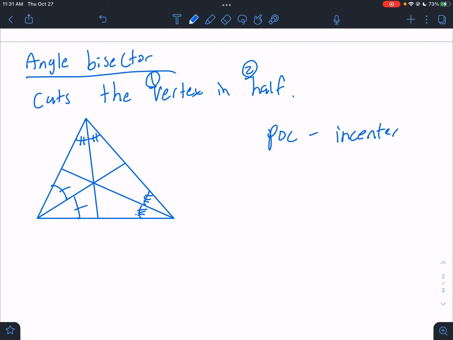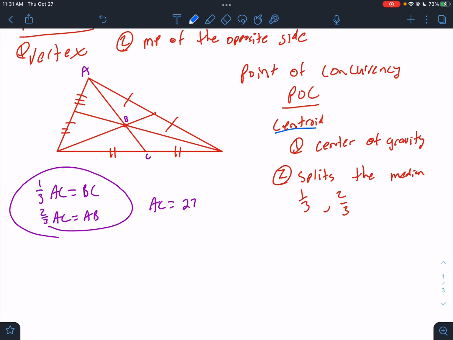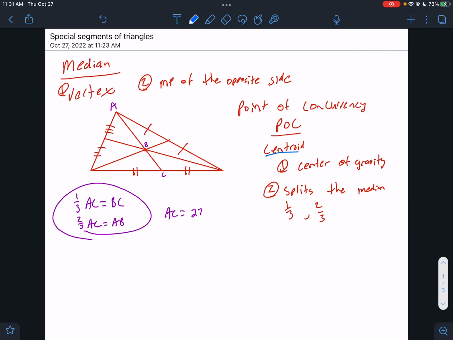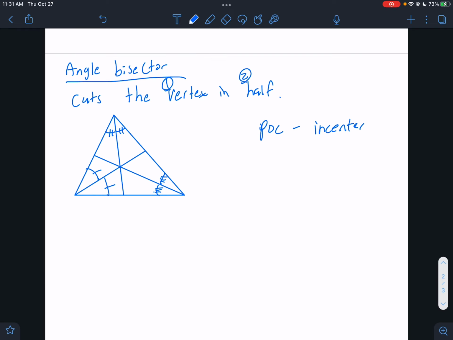So there's different POCs, just like there's different mammals, right? Lions and tigers are different mammals. Incenter and centroid are different points of concurrency. The centroid is where the medians hit. The incenter is where the angle bisectors hit, and they are different spots.